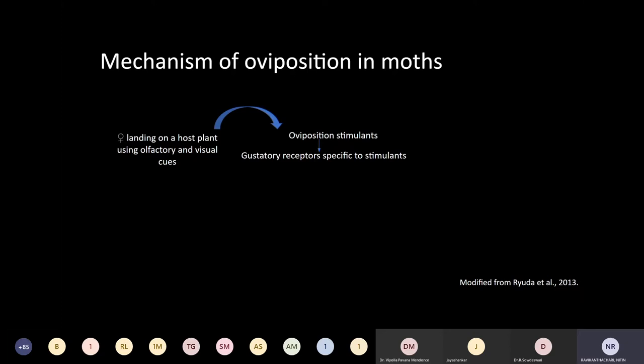So, the receptors are specific to each stimulant. For example, let's say a female goes and lands on a plant, she needs to be able to taste compound A, compound B, and compound C in the right concentration. If she does not get that taste, she will say, okay, this plant is not suitable for me, I'm going to find another plant. And if only A or B is present, she will still not identify it. And that is why these gustatory receptors are very, very specific to each and every host plant or host plant range that the females can accept.